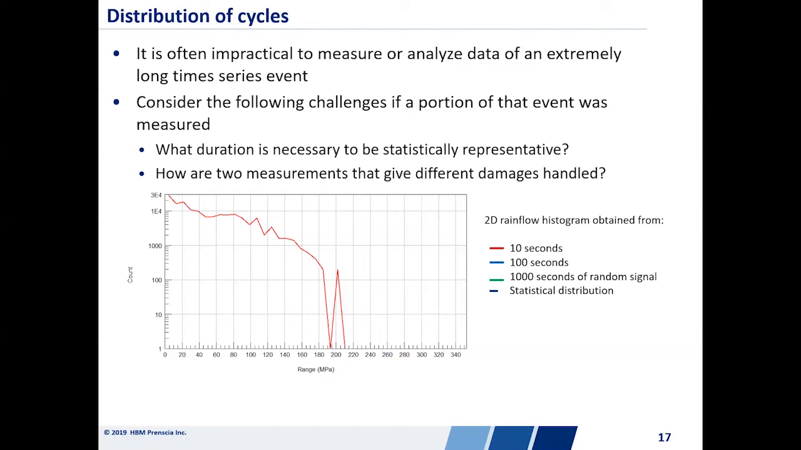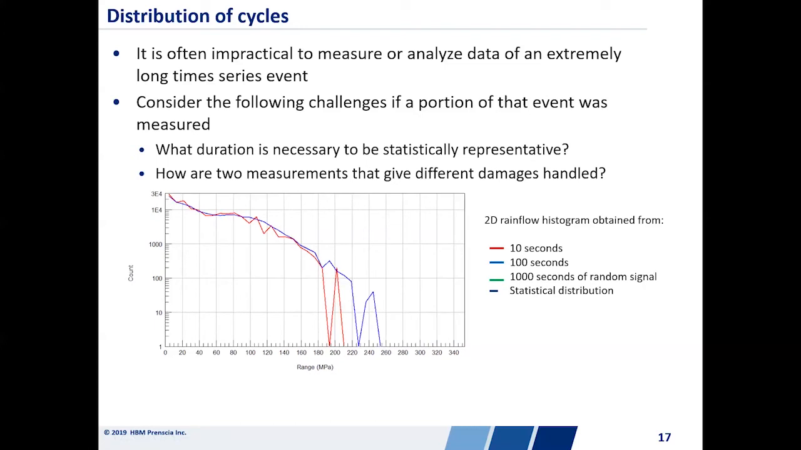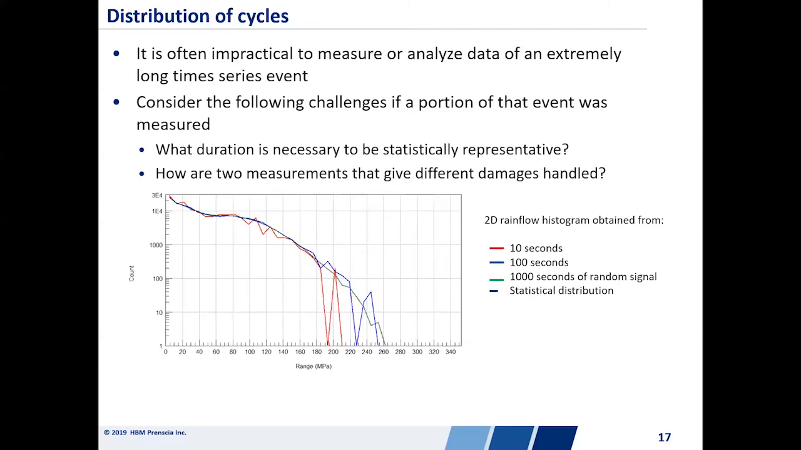So naturally, the next step might be, well, let's just increase the duration of our measurement, and we could increase it to 100 seconds. Again, those lower range cycles are starting to agree fairly well in both of those measurements, and we're starting to fill in some of the gaps out in the larger cycle range. However, we still have some gaps. So then we increase the sample measurement for even longer, so we measured for 1,000 seconds.